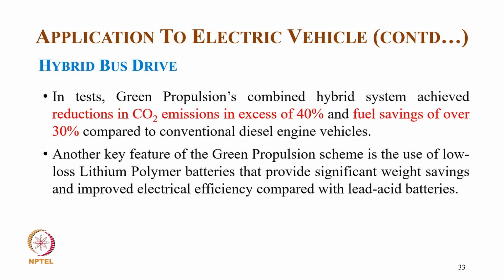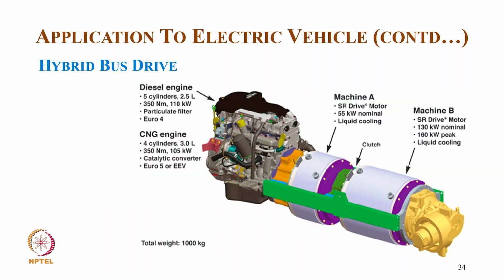In tests, the Green Propulsion combined hybrid system achieved a reduction in CO2 emission in excess of 40% and fuel saving of over 30% compared to the conventional diesel engine vehicle. Another key feature of the Green Propulsion scheme is the use of low loss lithium polymer batteries that provide significant weight saving and improved electric efficiency compared with lead acid batteries.